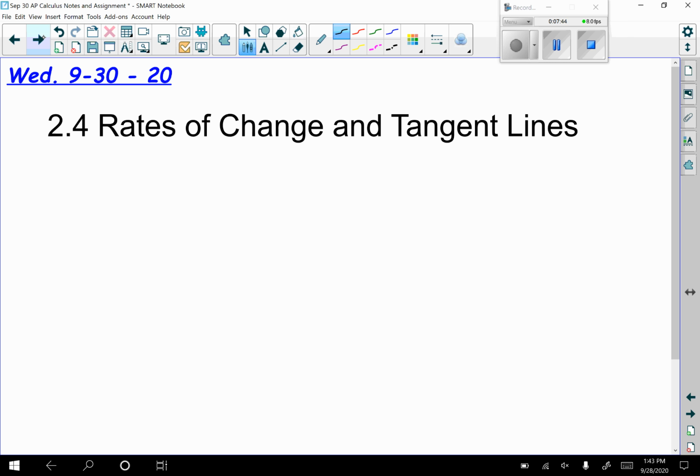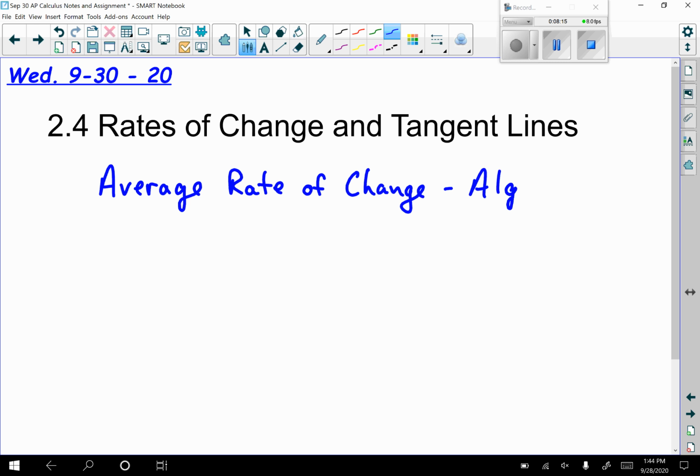All right, so looking at the next section here, section 2, we now start to take a look at rates of change and how they apply to tangent lines. So before, we were looking at what we can consider the average rate of change. And we'll still start with this right now, but we do this in algebra.